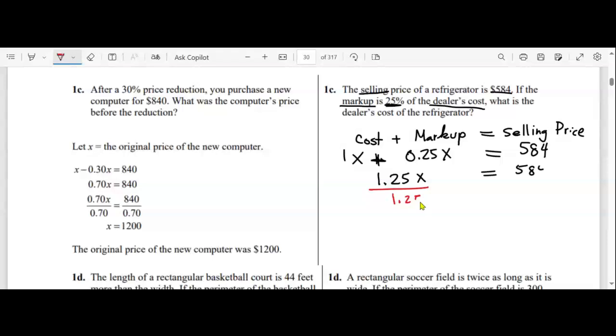Can you use the calculator and tell me how much? So X equals how much? 467.2. That's the what? Cost price. Any questions? Thank you.